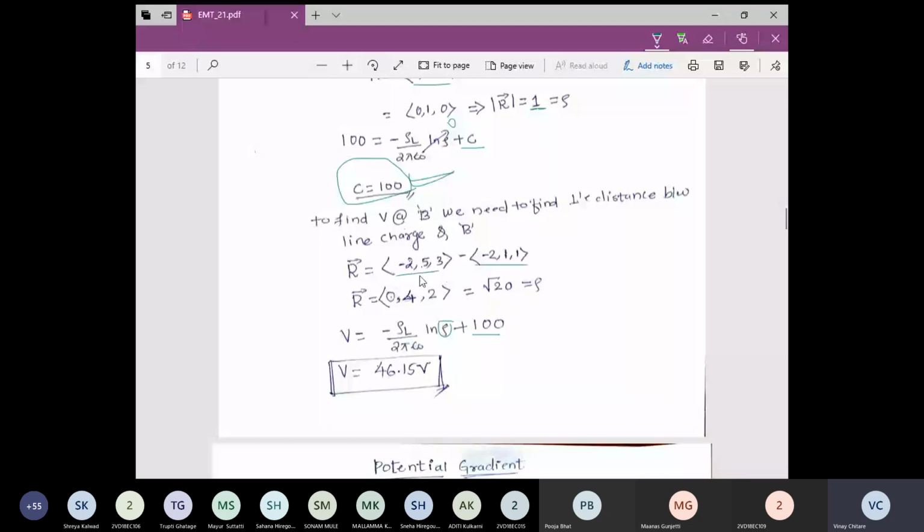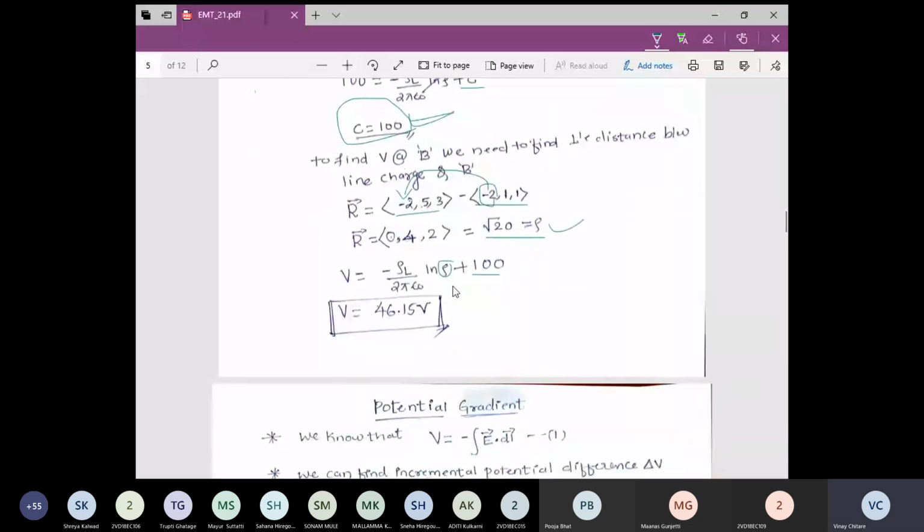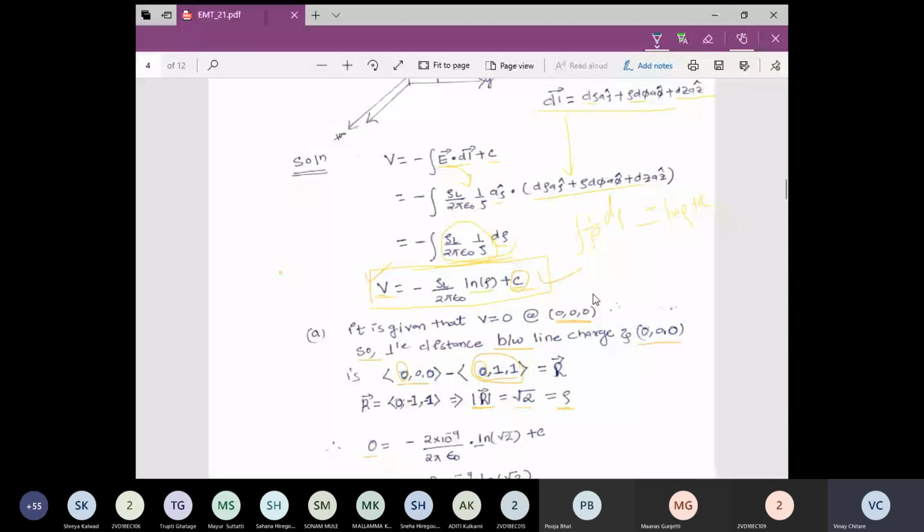That is minus 2, 5, 3, and this is actually x, 1, 1, and I should choose x same as the field point x value, which is minus 2. And you could see the rho will be root 20. If you plug in this value and solve this, you'll get the answer as 46.15 volt. That is the potential due to the line charge for different conditions.